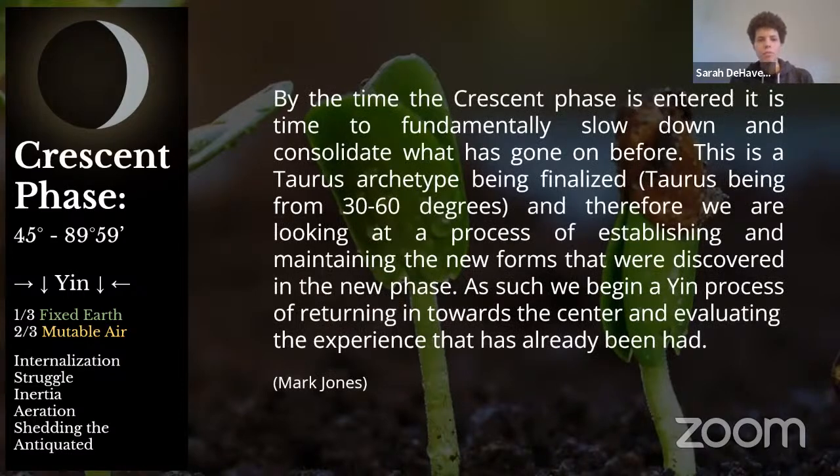Mark Jones says, by the time the crescent phase is entered, it is time to fundamentally slow down and consolidate what has gone on before. This is a Taurus archetype being finalized, Taurus being from 30 to 60 degrees. And therefore, we are looking at a process of establishing and maintaining the new forms that were discovered in the new phase. As such, we begin a yin process of returning inward to the center and evaluating the experience that has already been had thus far.